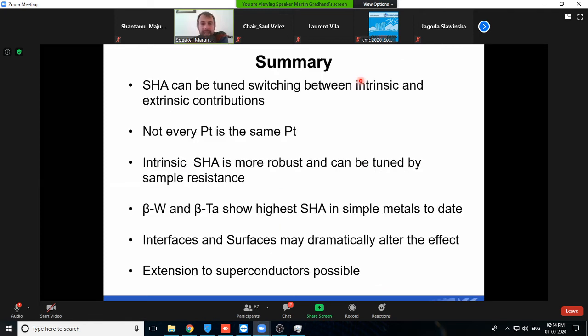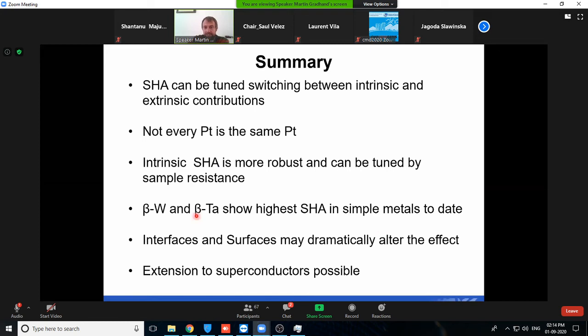And with that, I'm at the end of my talk. To summarize what I've been showing you, the spin Hall angle can be tuned, switching between intrinsic and extrinsic contribution. What I highlighted already at the beginning, not every platinum is the same platinum. You have to be very careful what you're talking about. The intrinsic spin Hall angle is typically more robust and can be tuned by sample resistance. Beta tungsten, I haven't spoken about beta tantalum, show the highest spin Hall angle in simple metals.